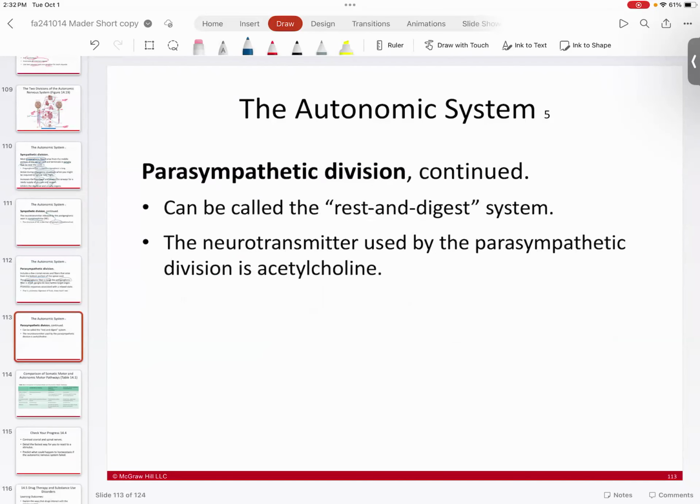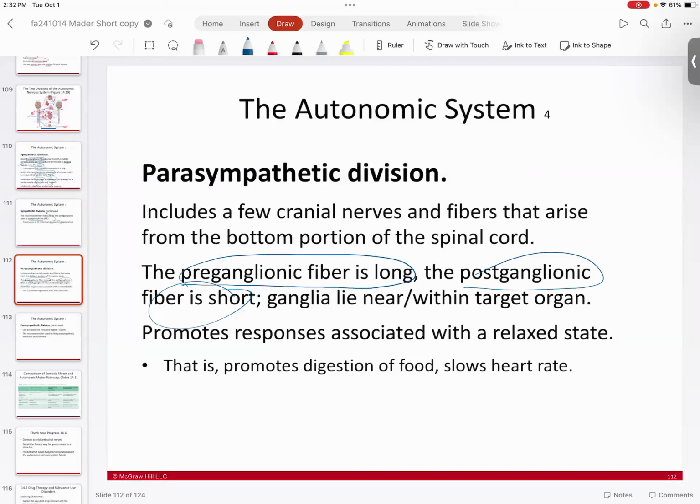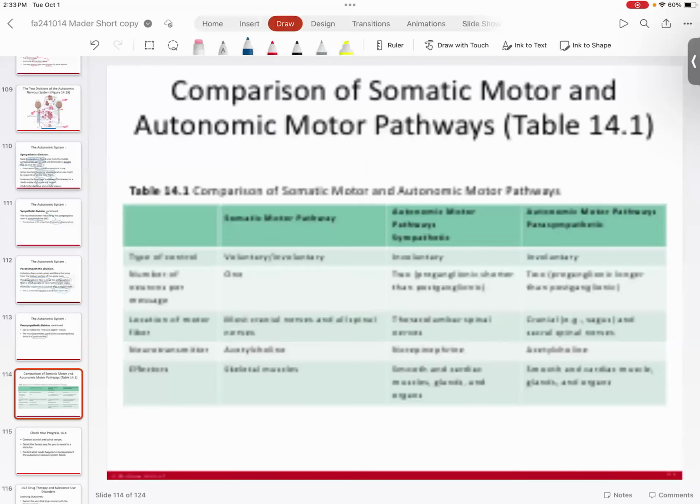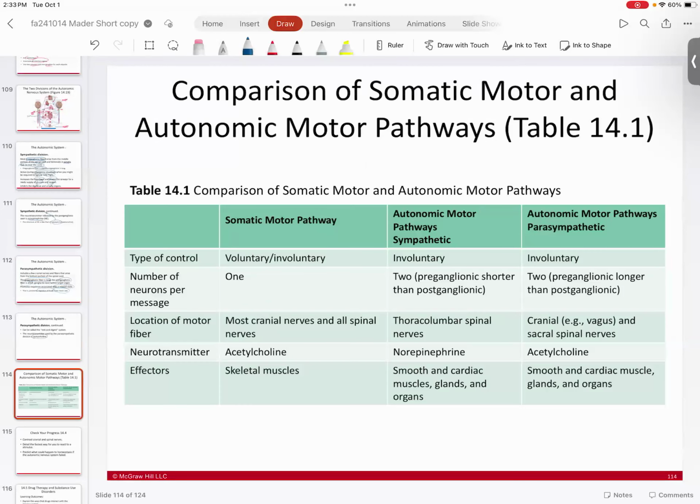Okay, so basically what's going to happen is this one is going to promote responses associated with a relaxed state. So digestion of food, for instance, slows the heart rate, you're at rest, and this is basically where your parasympathetic nervous system takes over. That's why we call it the rest and digest. The neurotransmitter at play here is acetylcholine. So this is the one that will slow your heart rate down, slow your breathing down, and so forth.